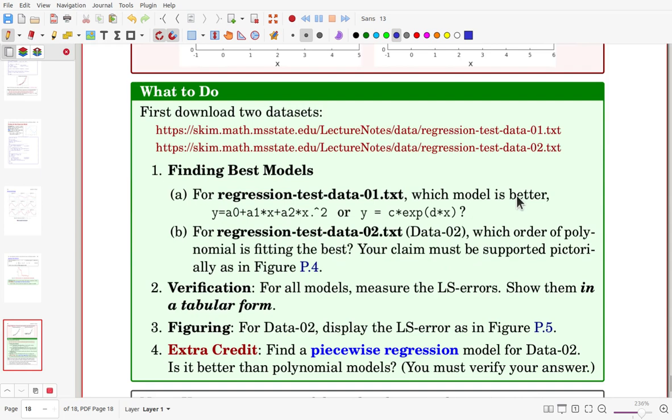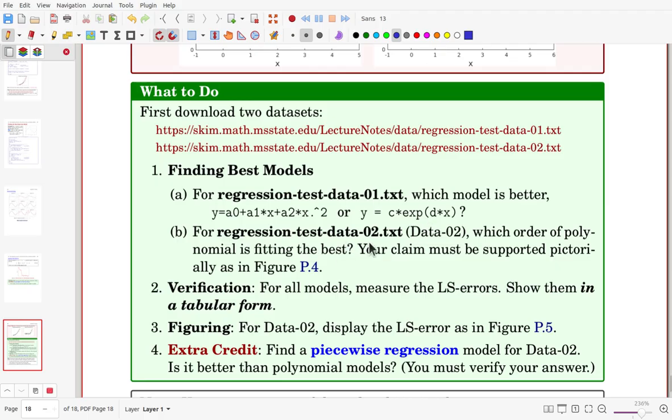Okay, here we have what to do. First, download these two data sets and try to find the best models for data 1, and you may check if one of them is better. So one is quadratic, the other one is exponential.